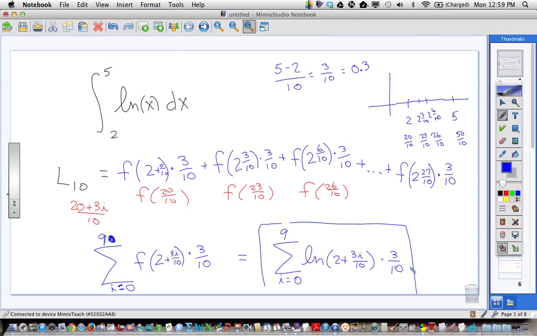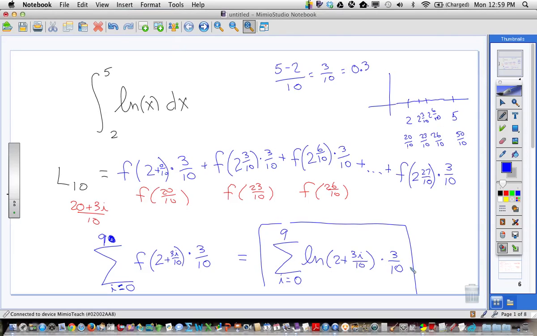So add another 3/10 on. You're at 2, you put a 9 in here, you're at 2 and 27/10, which would actually be 4 and 7/10. You're one width, or 3/10, short of the right edge. Well, that's at 5, right? Add 3/10 to 4 and 7/10, you get 5. So it goes 2 to 5.